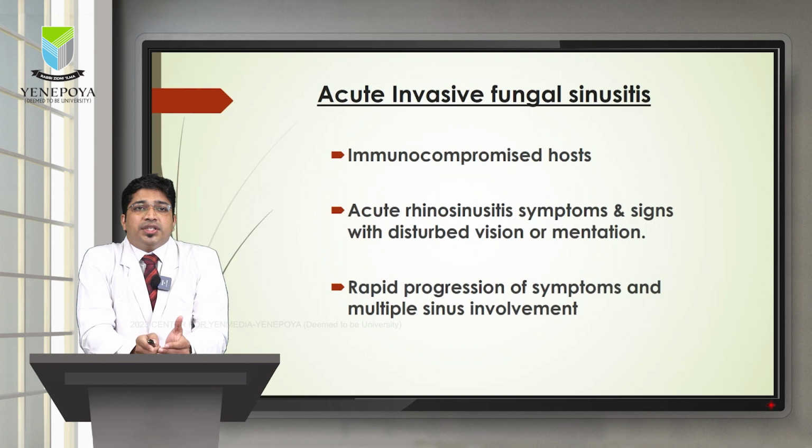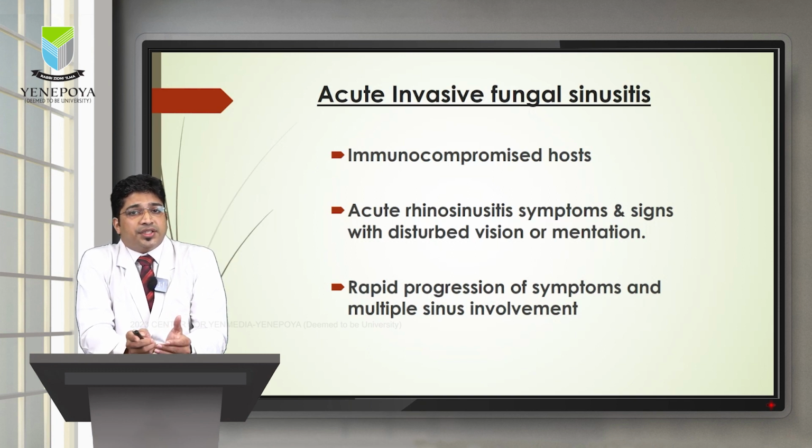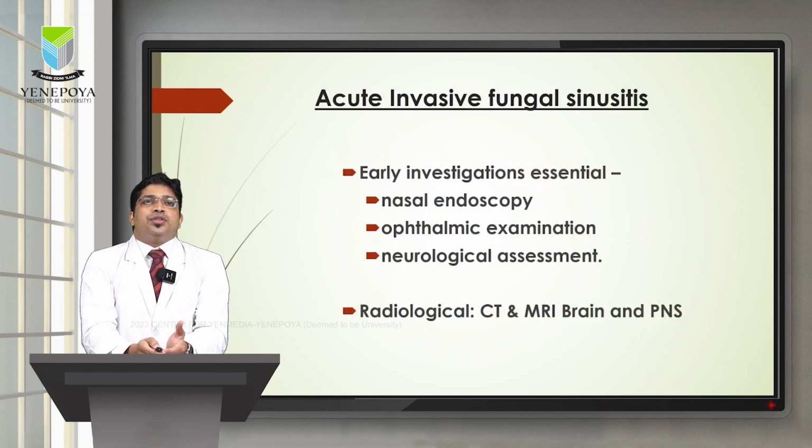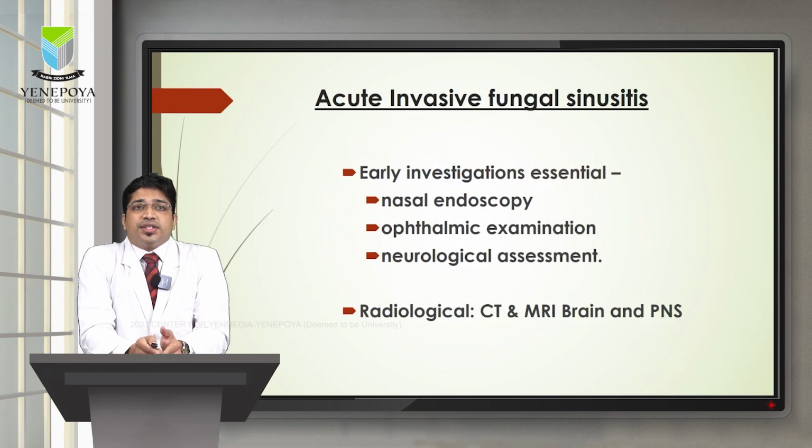Because these patients have rapid progression of symptoms and the disease will spread to the adjacent sinuses very rapidly. It will spread to the orbit very rapidly. It may spread into the intracranial structures very rapidly. So the patient may also sometimes present with disturbed vision or altered sensorium. When such a reference is given, it is the responsibility of the ENT surgeons to take it as a surgical emergency and immediately post the patient for nasal endoscopy.